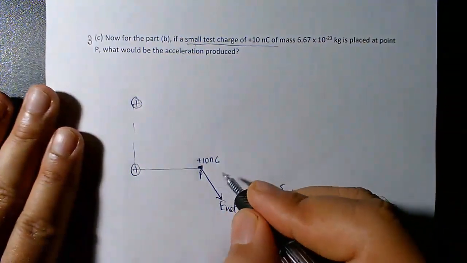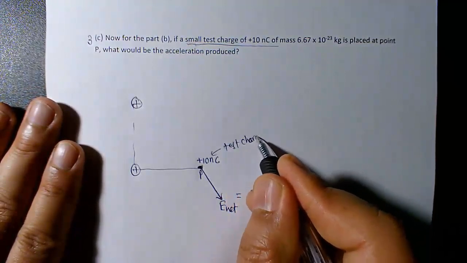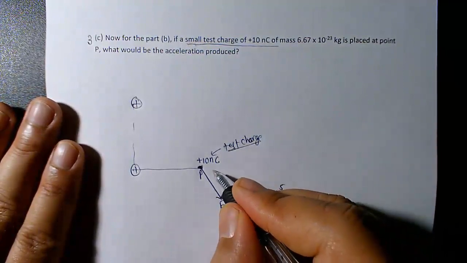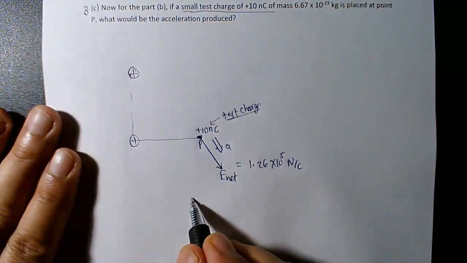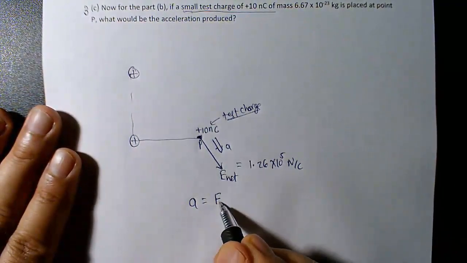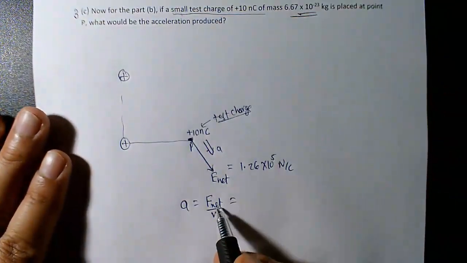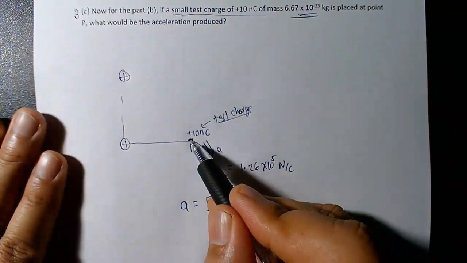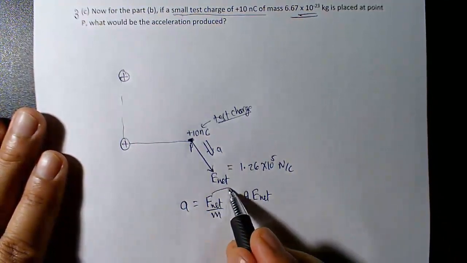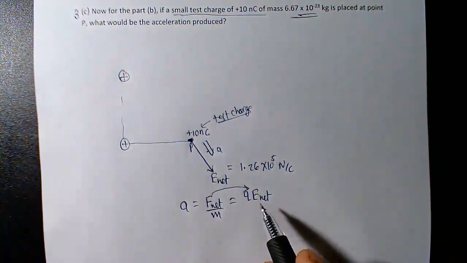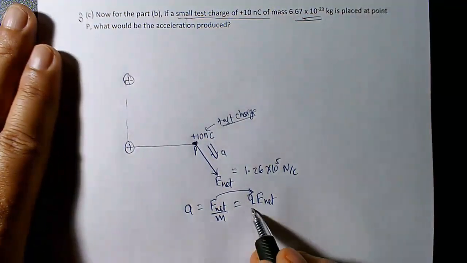That's the main idea. And since the small test charge is a positive charge, it would accelerate in the same direction as the net electric field. So how do you find the acceleration? From Newton's second law, net force divided by mass. Mass of this test charge is given. But how do you find the net force on this test charge? Just use Q E net, right? That's the formula in terms of electric field. If you know the electric field at a given point, the force on the test charge will be just Q times E, divided by mass.